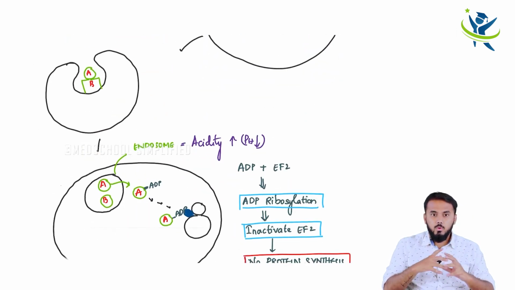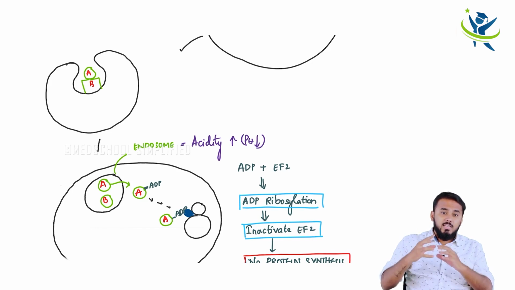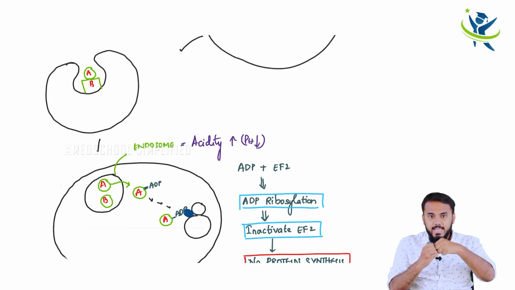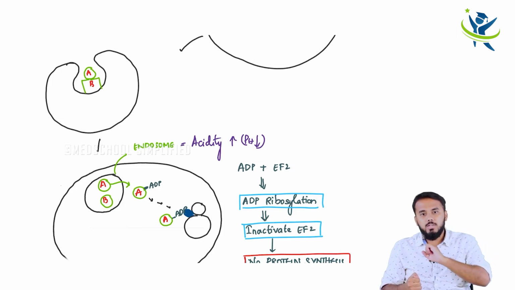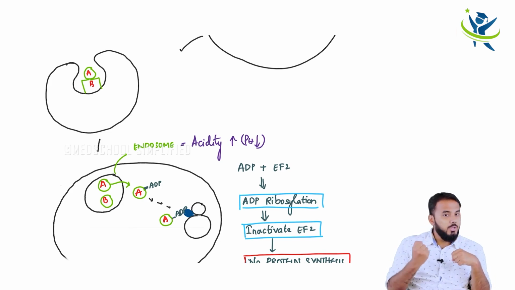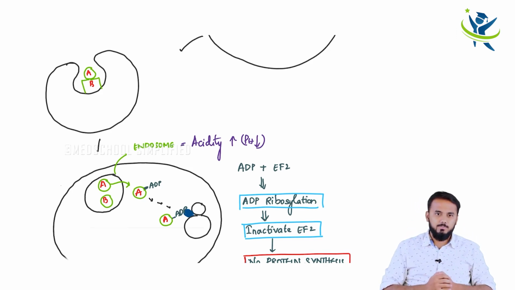Within this endosome, the pH slowly decreases. It means acidity is increasing, so the endosome is highly acidic now. This high acidity will cause detachment of the A subunit and B subunit, right? So A and B both separate. The A subunit is so free that it can very easily diffuse outside, but the B subunit cannot diffuse outside. So only the A subunit will diffuse out of the endosome and enter into the cytoplasm.